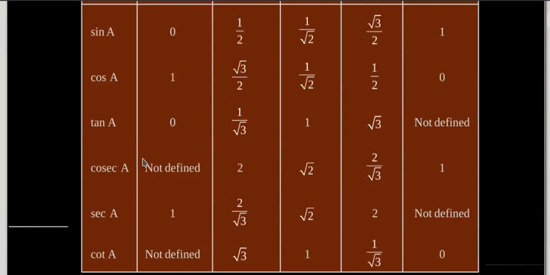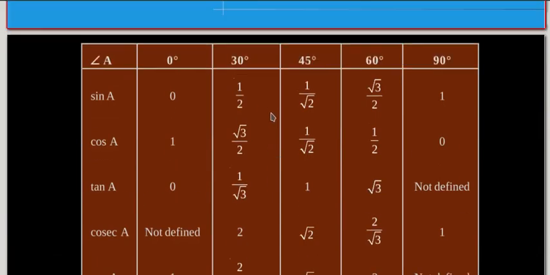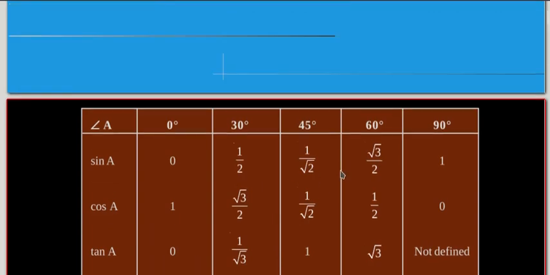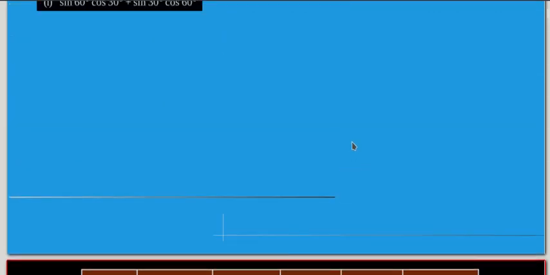The trigonometric ratios are listed here, with the values of the angles given on the top. So sine 0 is 0, sine 30 is 1 by 2, sine 45 is 1 by root 2, sine 60 is root 3 by 2, sine 90 is 1. So in the shortest way, how do we get these values and keep them in memory? First we'll see how to keep these values in memory.